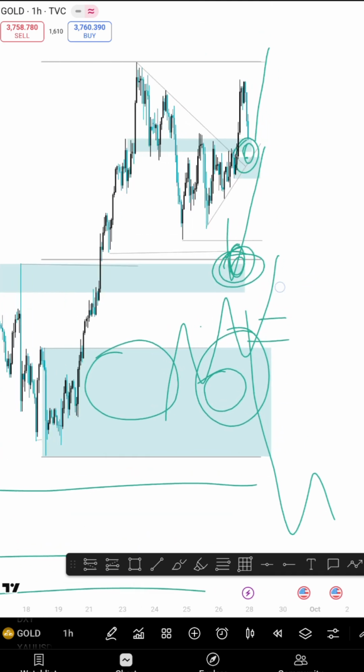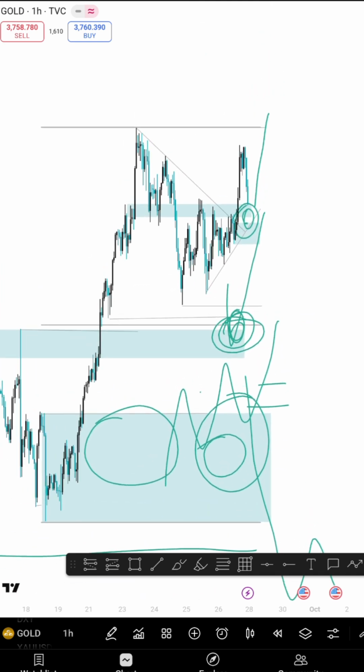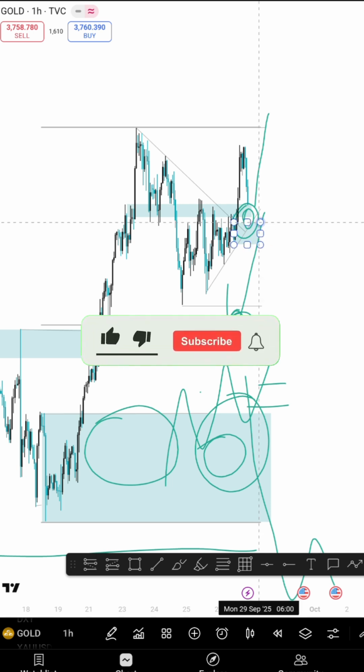Remember, the month is about to end, so don't go and blow up your account, and whatever you're doing, make sure you get confirmations before you take any trade.